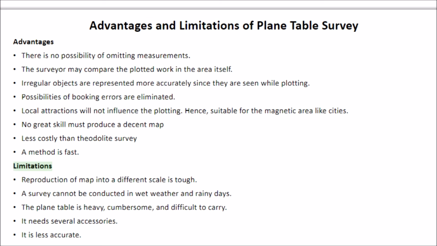Limitations. Reproduction of the map into a different scale is tough. A survey cannot be conducted in wet weather and on rainy days. The plane table is heavy, cumbersome, and difficult to carry. It needs several accessories. It is less accurate.